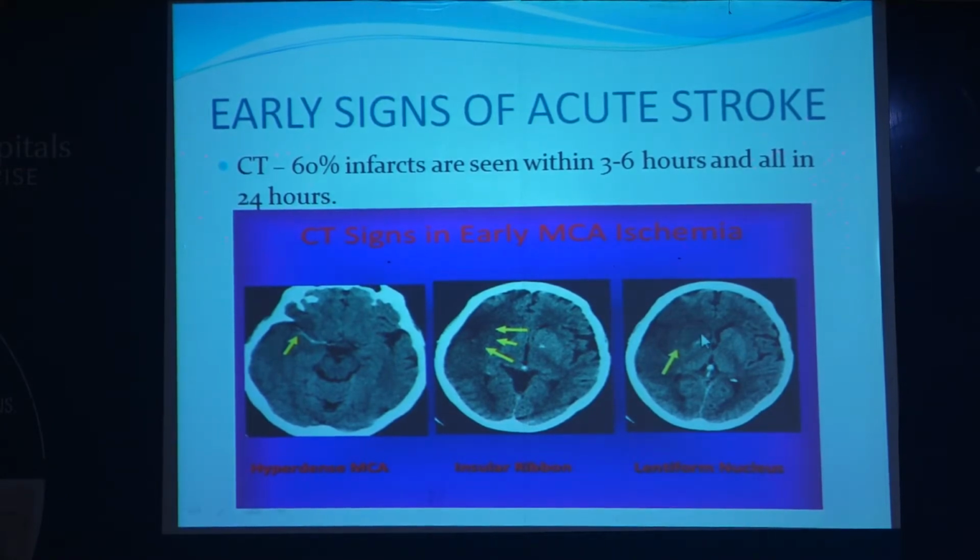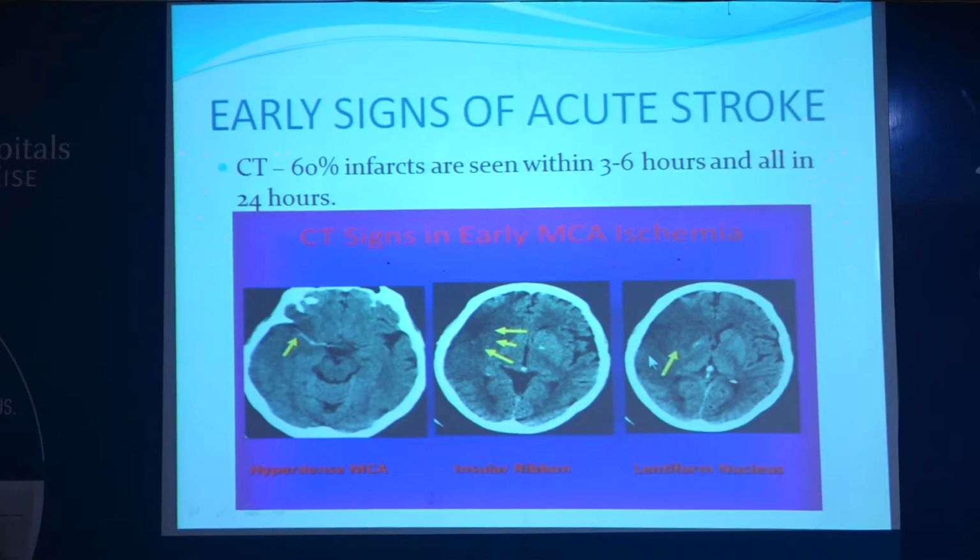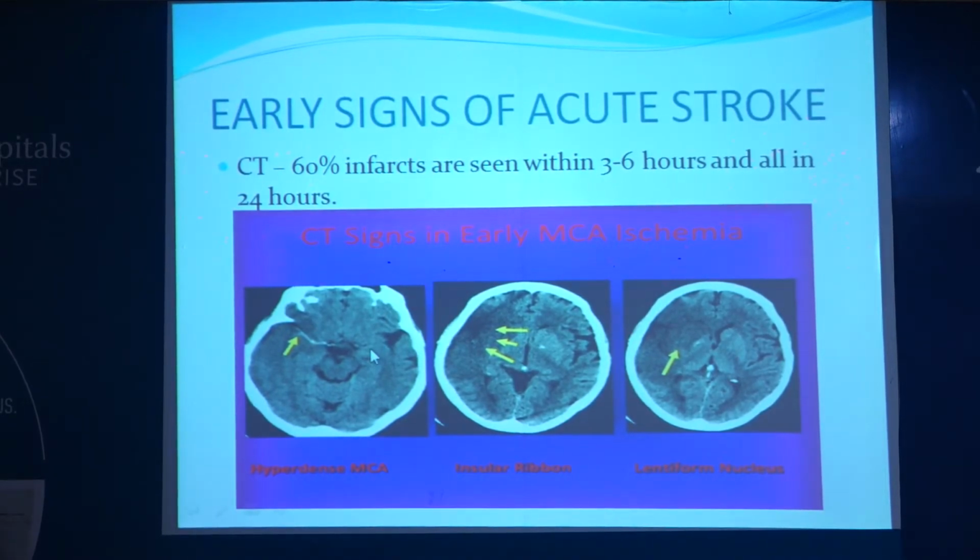like in this case. You see on the left side, you can see the caudate nucleus, lentiform nucleus and the insular ribbon very clearly, while on the other side the differentiation is lost. This is the early sign of infarct, and the right MCA is comparatively dense compared to the opposite side, as if contrast is injected, but this is a plain study. This is because of the hyperacute thrombus that has formed within the middle cerebral artery.